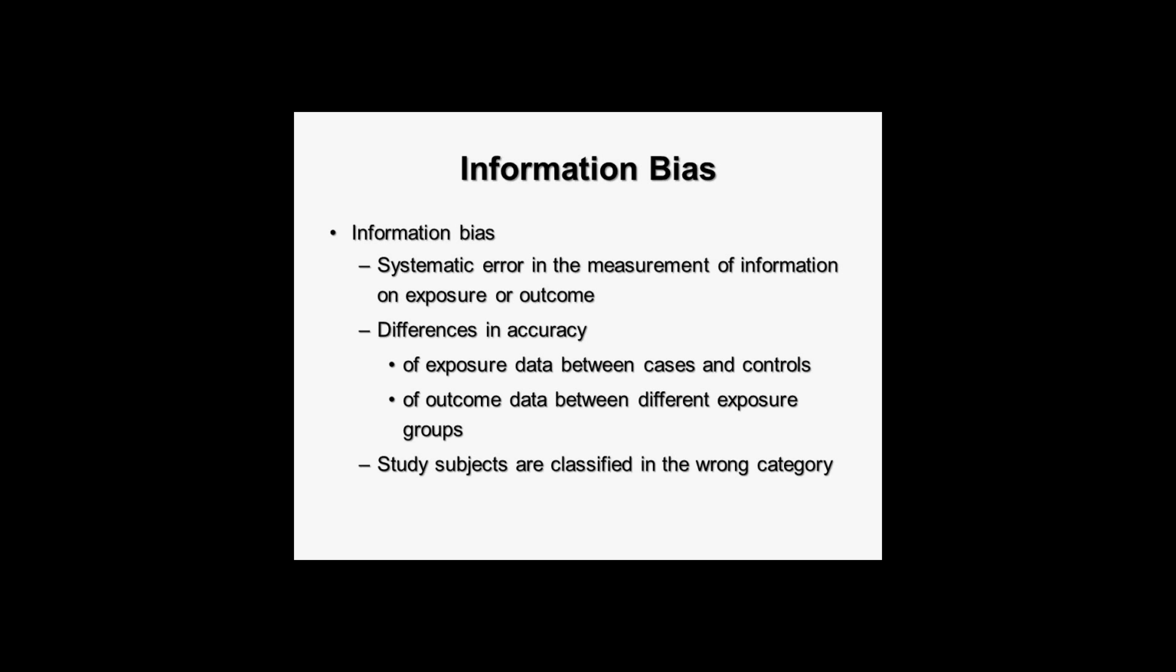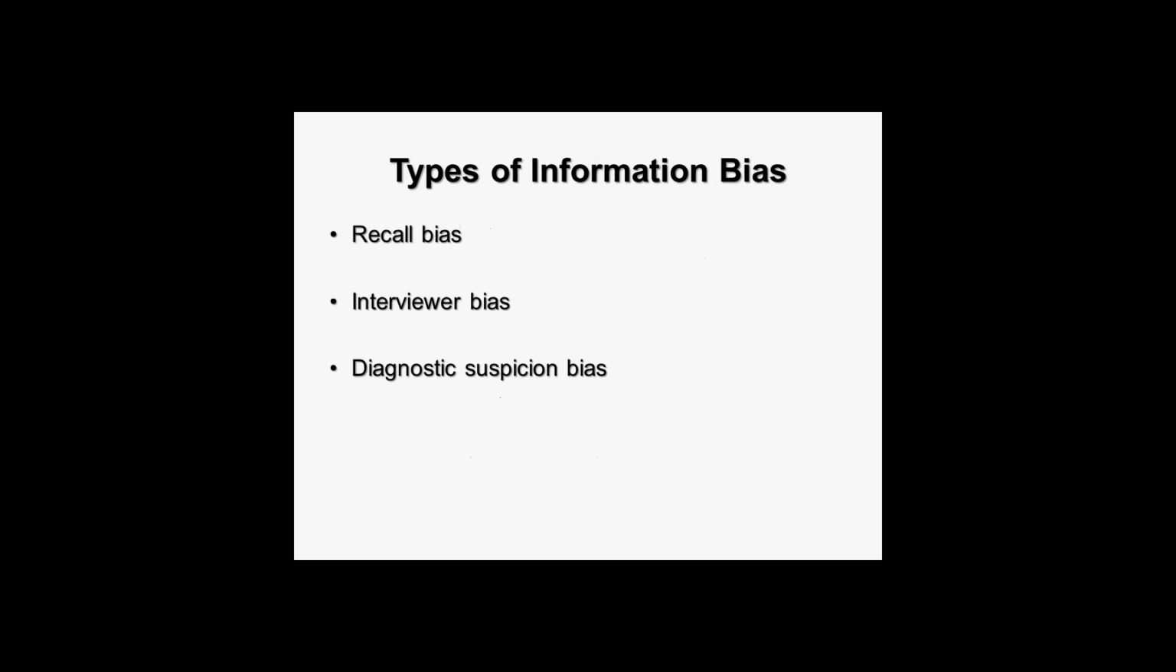Another type of bias is information bias. Whereas selection bias involves how we select our cases, our controls, our exposed and our unexposed, information bias is differences in how we collect the information that lasts throughout the study. This is because of differences in accuracy of how that data is derived from cases or controls, or from our exposed or unexposed population. As a result, our study subjects are placed into the wrong category. When we look at exposure status, it's called exposure misclassification. There are different types of information bias: recall bias, interviewer bias, and what we call diagnostic suspicion bias.